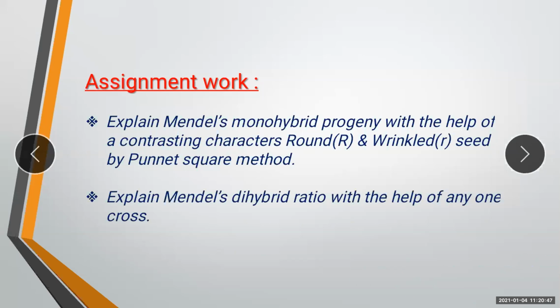And also you have to explain Mendel's dihybrid cross with the help of any one cross, right? We know the table, it is there in the textbook also, on page number 184, all the 7 mutually contrasting characteristics. So you can take any two characteristics of the plant and solve Mendel's dihybrid cross in your notebooks.